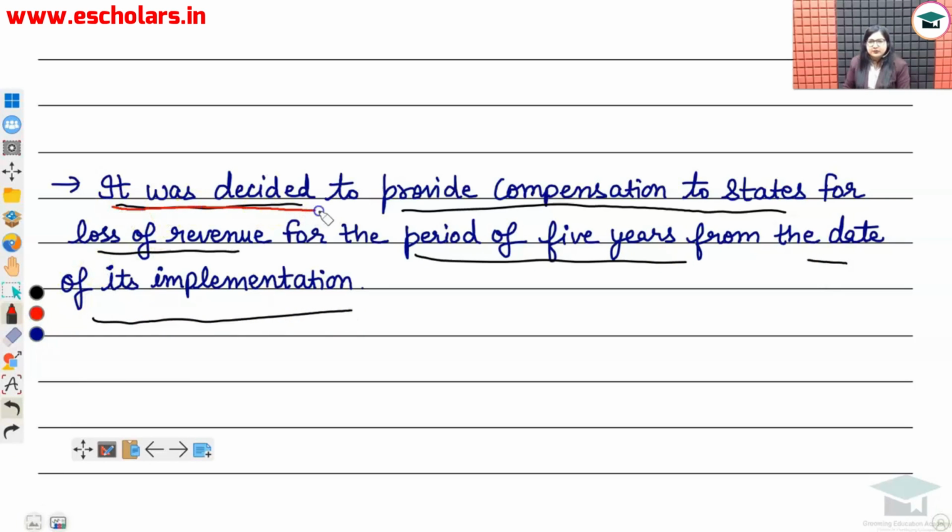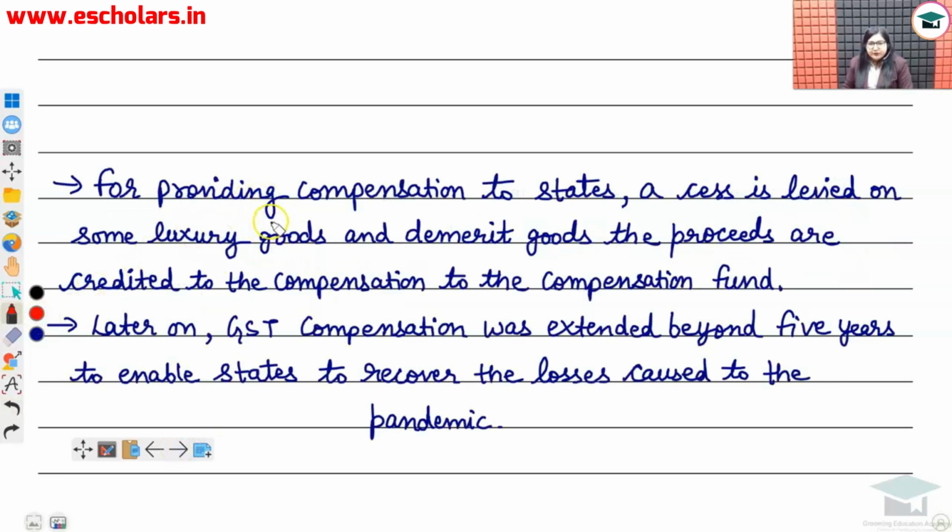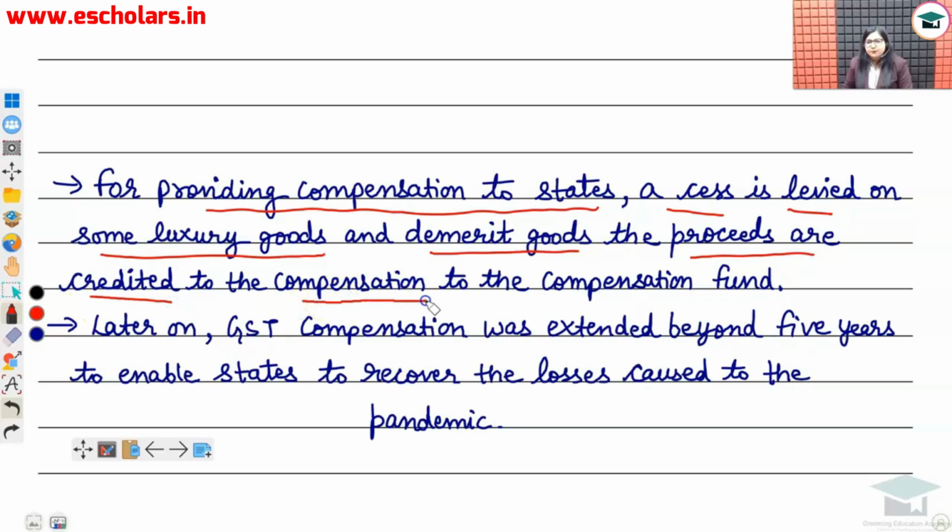Okay, so it was decided to provide compensation to states for loss of revenue for the period of 5 years from the date of its implementation. So students, cess is being levied for providing compensation to states, and a cess is levied on some luxury goods, that is the status symbol goods, and demerit goods, that is the goods which reduces the welfare of the people living in the society. And the proceeds are credited to the compensation fund.